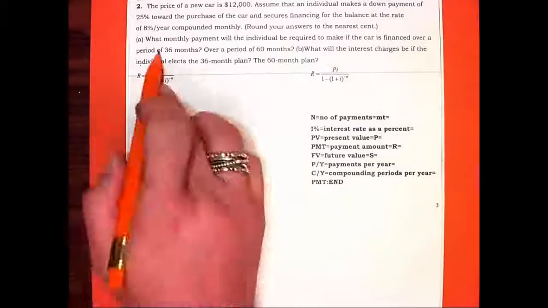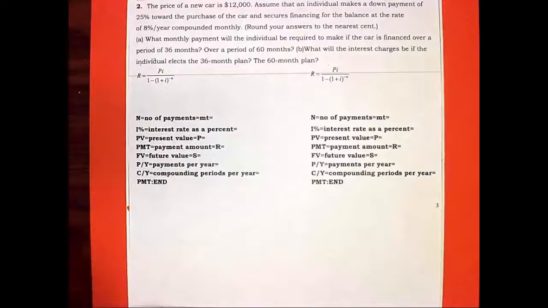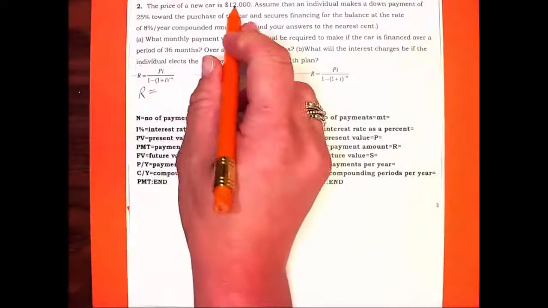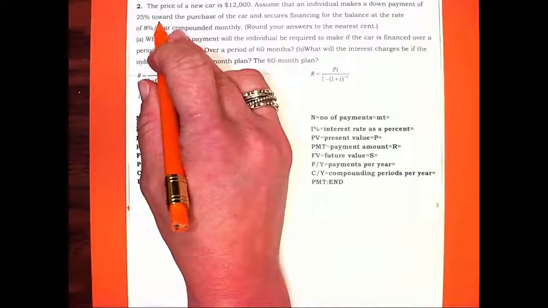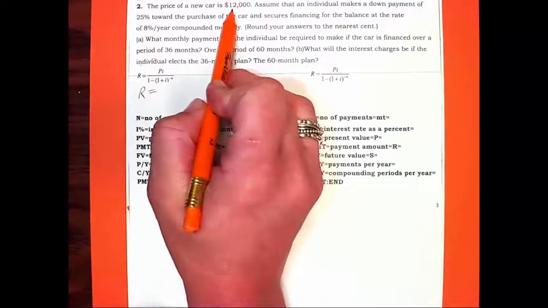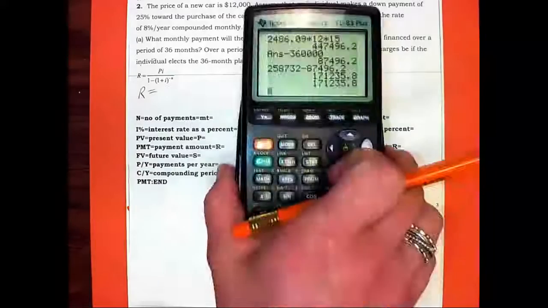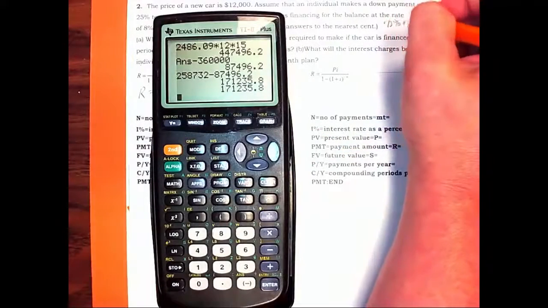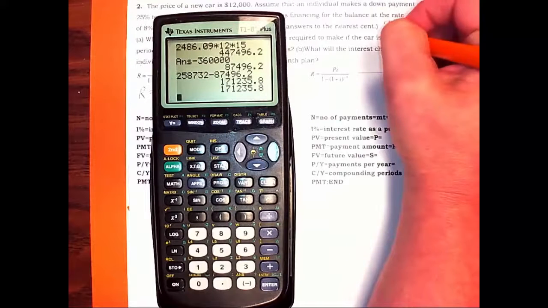And we're also looking at the payment. So let's go ahead and figure out the payment first, and then we'll worry about the interest. So R is equal to... we've got to figure out how much our loan's going to be for first, okay? If we're paying 25% down, that means we're only financing 75% of the car. So we're going to take 75% of $12,000 as financed.